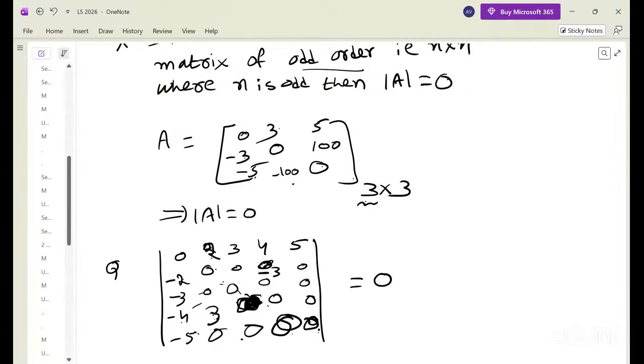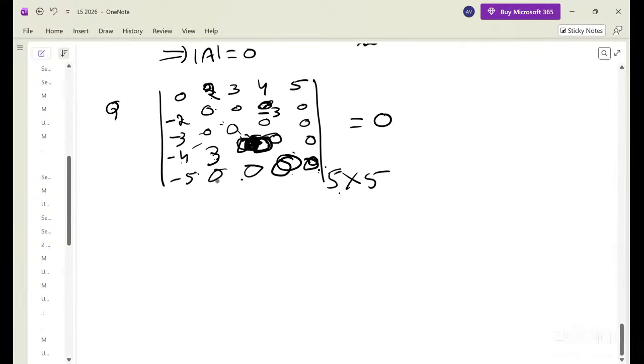Because this is skew symmetric. The matrix is 5 by 5, odd order, skew symmetric. This is the principal diagonal, 0, 0, 0, 0, 0. So for this matrix, you can see the determinant is 0. If you want, you can check after this class, calculate and check. It will be automatically true for any odd order skew symmetric matrix. Okay, this is one of the best examples.